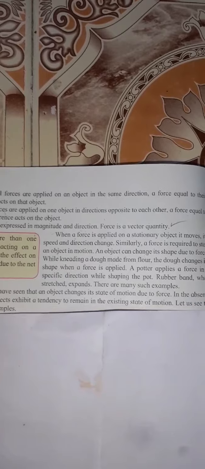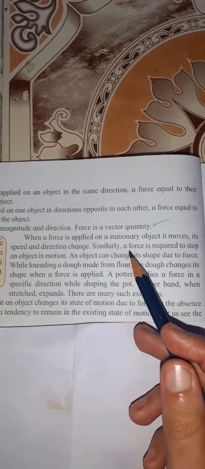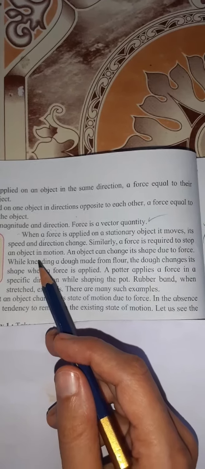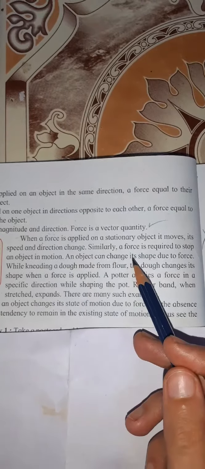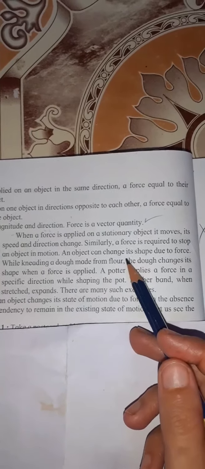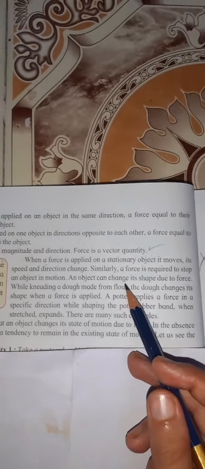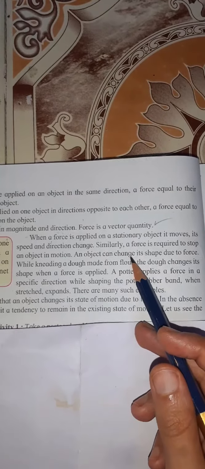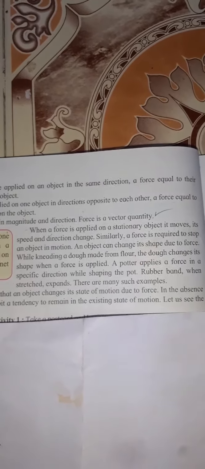Okay, now I'll give you one example to understand it better. Suppose there's a moving car, an object which is in motion. Now you have to stop that car, so you have to apply a force. That means you have to apply brakes, and for applying brakes you will have to use your legs, muscular force, or if it is a bicycle you will have to apply force with the help of your hands.